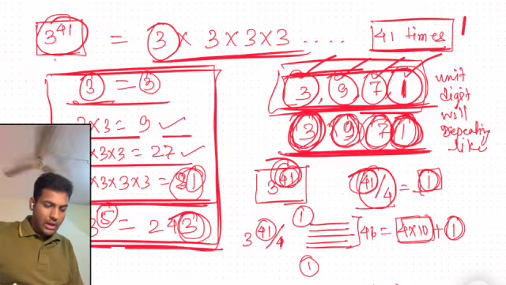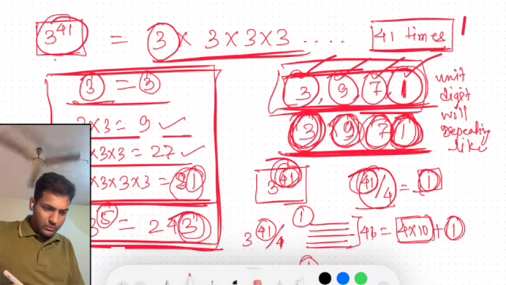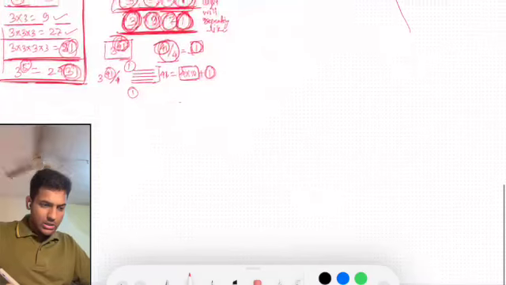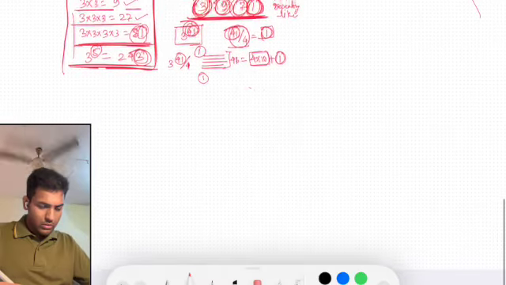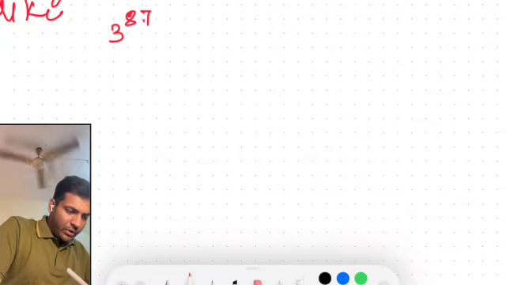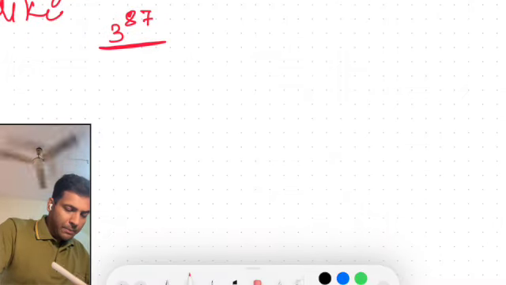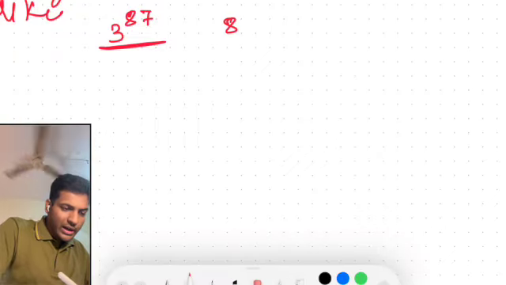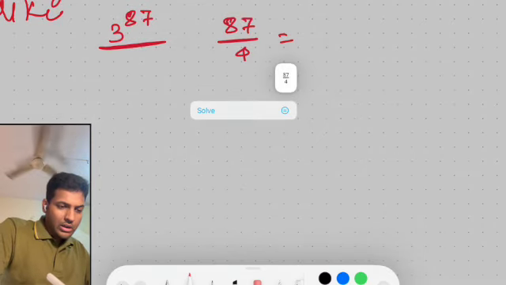We will try to calculate this in a different question. Suppose we have got this question of 3 to the power 87. What will be the remainder? Now how will we do it? I am just giving you an example: 3 to the power 87. We will divide 87 by 4. Now what is the remainder? You can calculate that the remainder is 3.